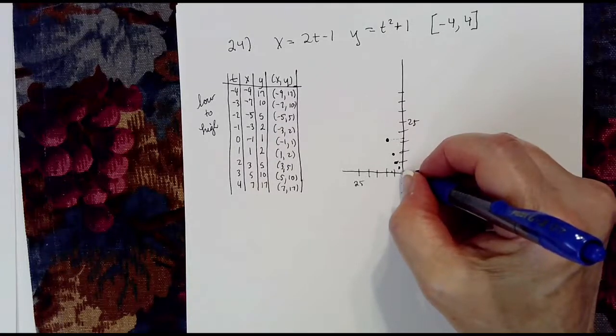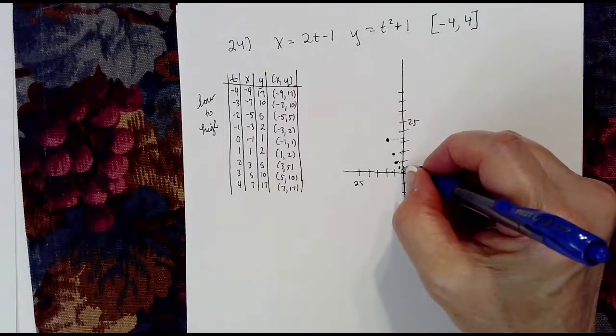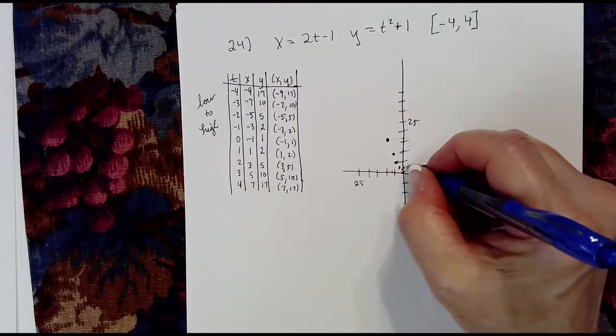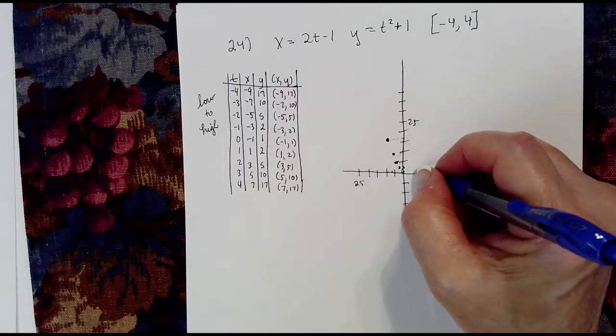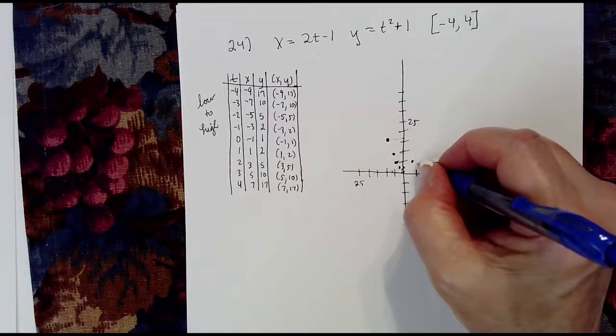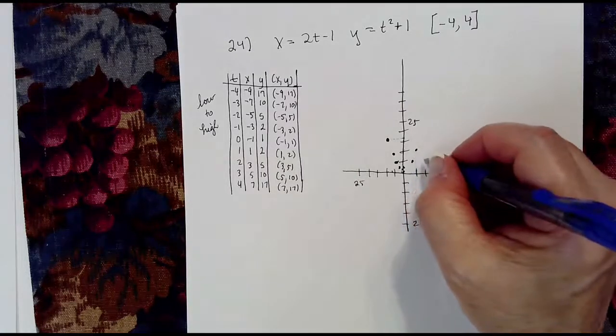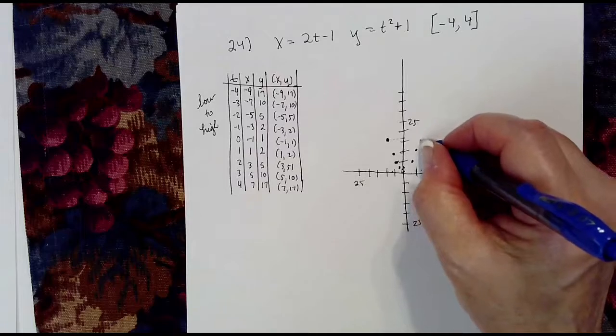-1, 1. And then 1, 2. So they're kind of getting all jumbled down here at the bottom, right? And we've got 3, 5. So this would be 3, 5. And then 5, 10. And 7, 17. So about here.